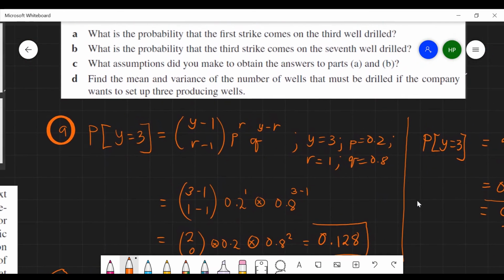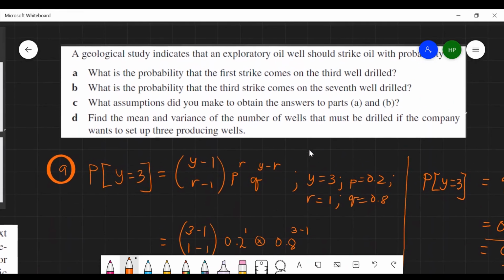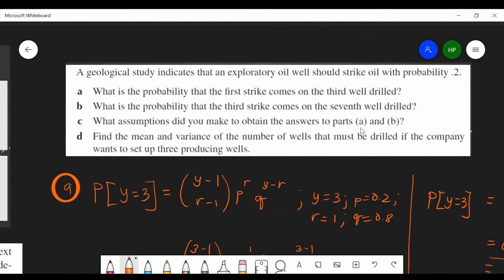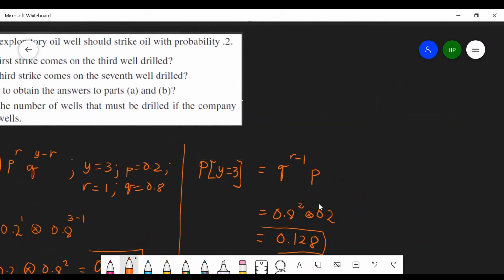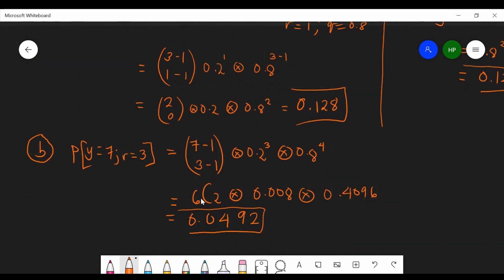So, next. What assumptions did you make to obtain the answers to part A and B? Part A, it follows, part A follows geometric distribution and part B follows hypergeometric distribution by definition. Okay?